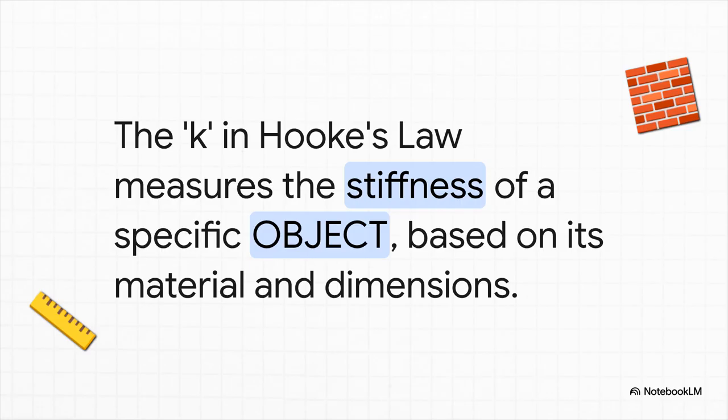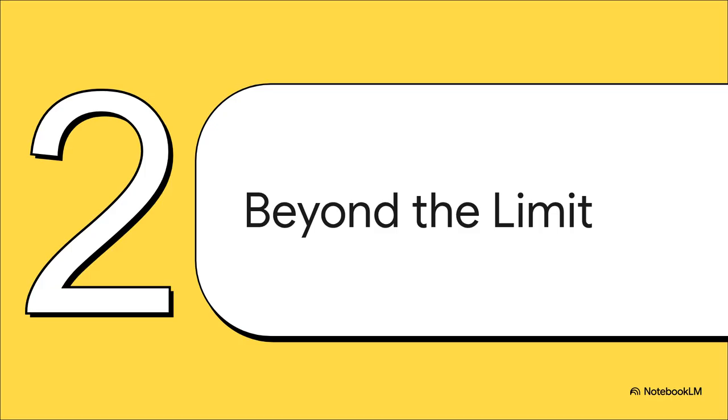But, and this is a big but, k isn't just about the material. It also depends on the object's actual dimensions, its length and how thick it is. That's why the force constant for a thin little guitar string is tiny compared to a huge steel I-beam. So Hooke's law is great for the simple stuff. But what happens when you start to push things a little too far? Well, that's when the simple rules start to break down, and honestly, that's where things get really interesting.